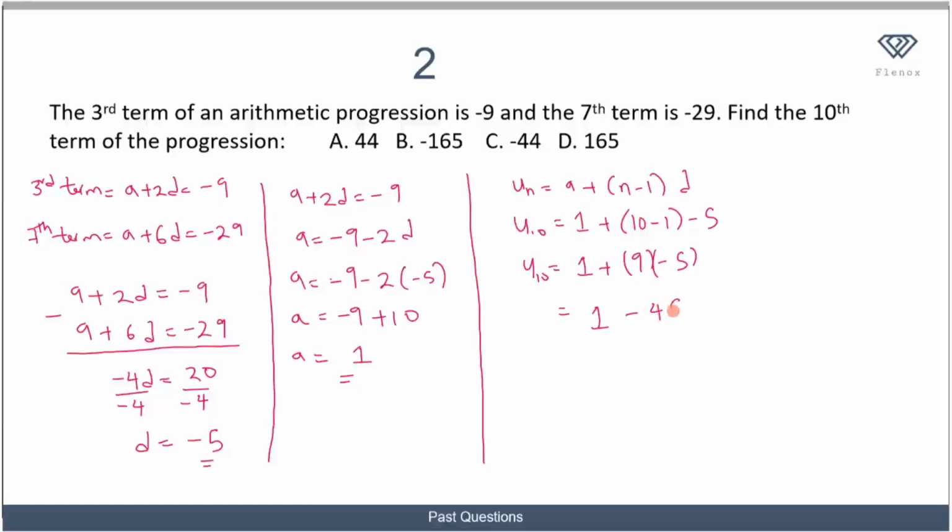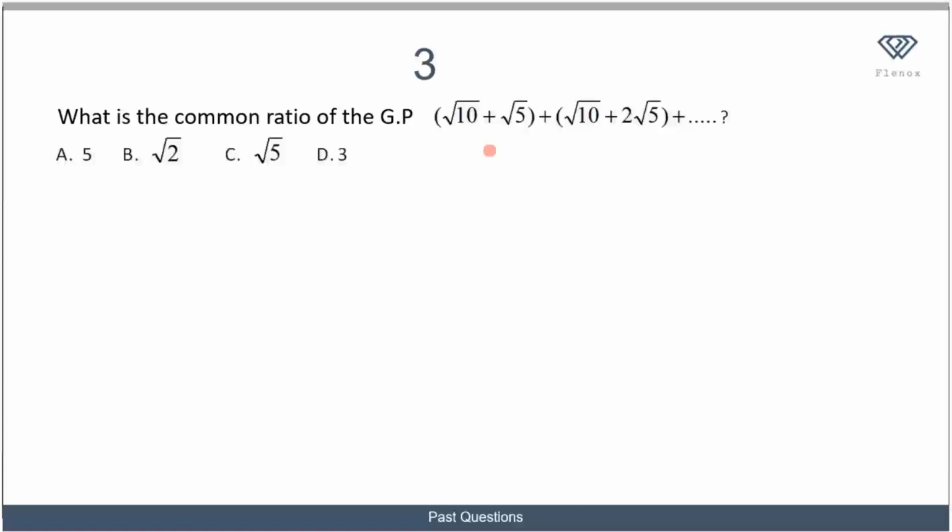Minus 45. So I have 1 minus 45, and that gives me minus 44. So the correct answer to this question is C, where the 10th term is minus 44. Now let's move on to the next example.